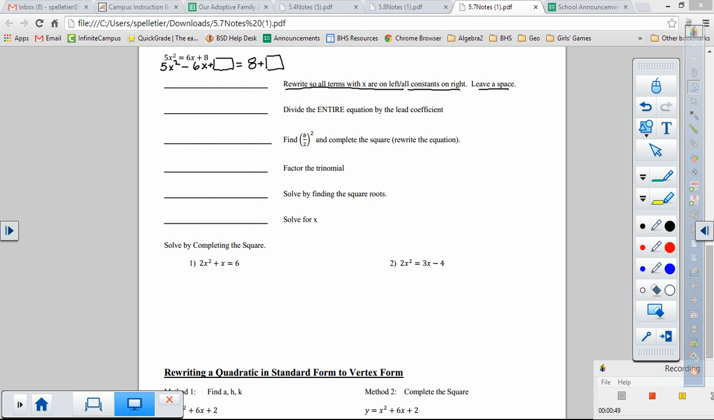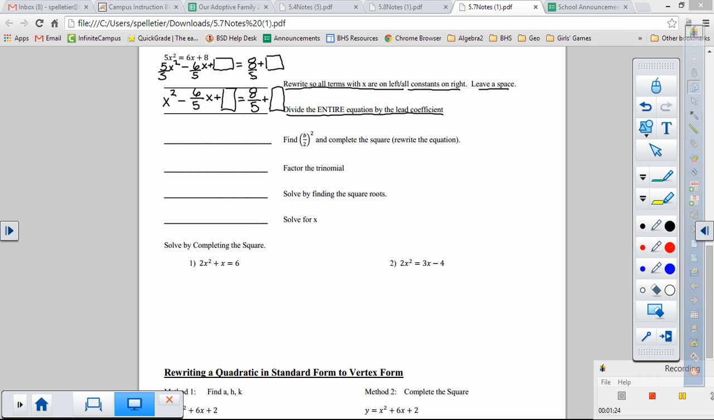But before you start figuring out how to make that a perfect square, what you need to do is divide the entire equation by the lead coefficient. So you have to create your lead coefficient as a 1. So it's going to say x squared minus 6/5 x plus, there's your box, equals 8/5 plus, and there's your box, so that whatever you add to one side of the equation, you also add to the other. Now, as you can imagine, when there's a fraction in the middle, things can get a little crazy.